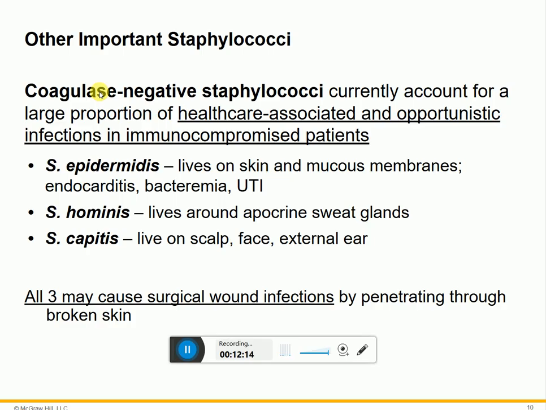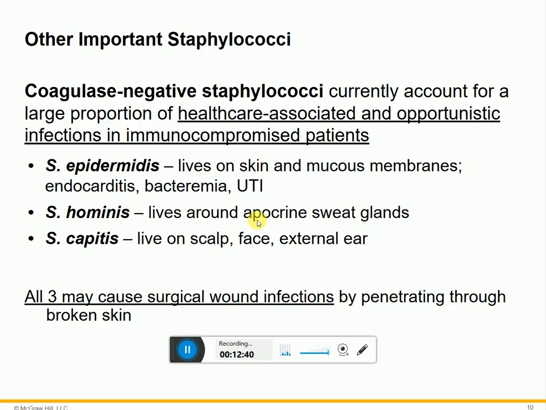Coagulase positive would be Staph aureus. Coagulase negative could be one out of these. So for example, Staphylococcus epidermidis, Staphylococcus hominis, and Staph capitis. Okay, so Staphylococcus epidermidis, from the name you would think that it's in the epidermis, so it is. It's on the skin and the mucous membrane. It could lead to endocarditis, a bacteremia, and UTI.